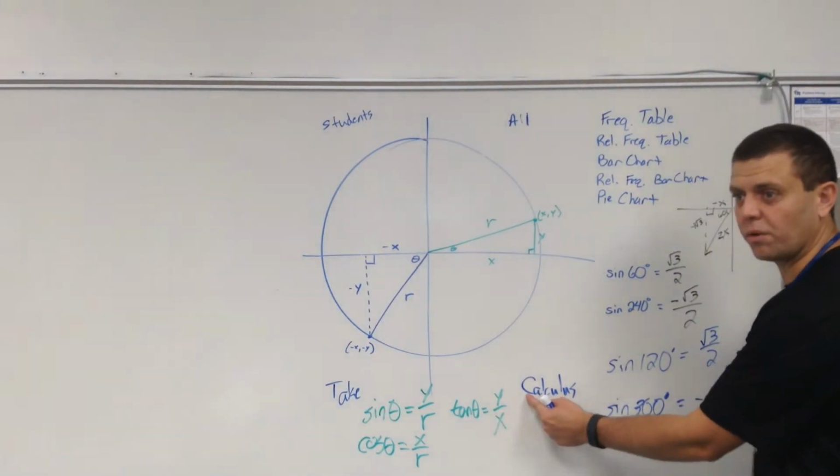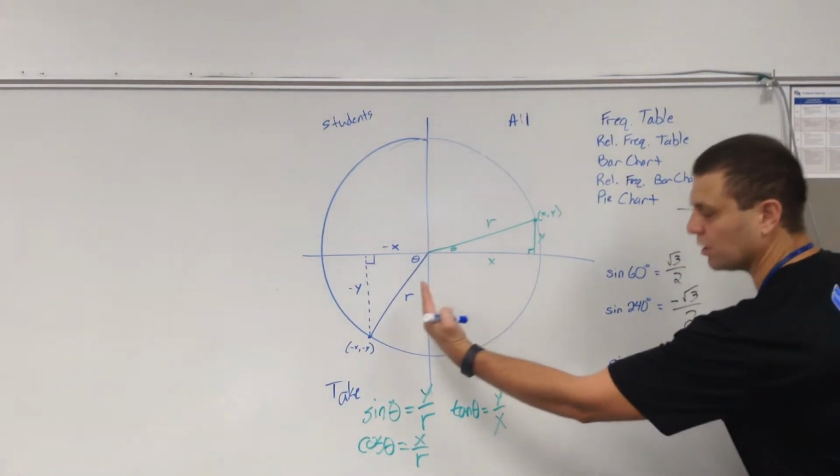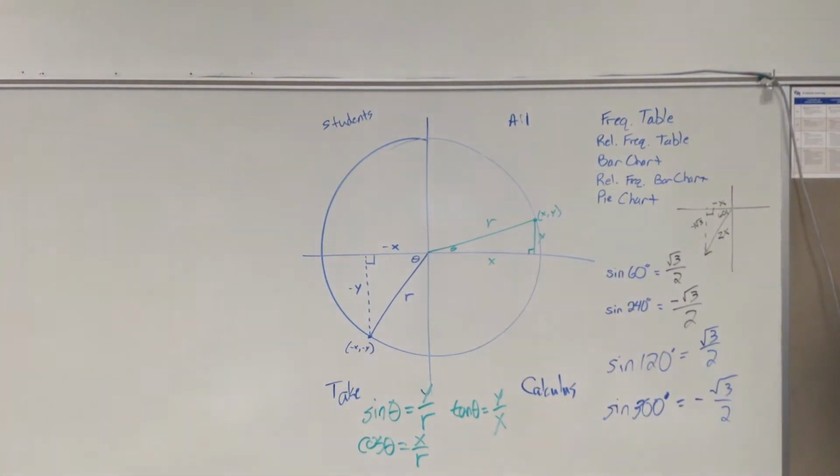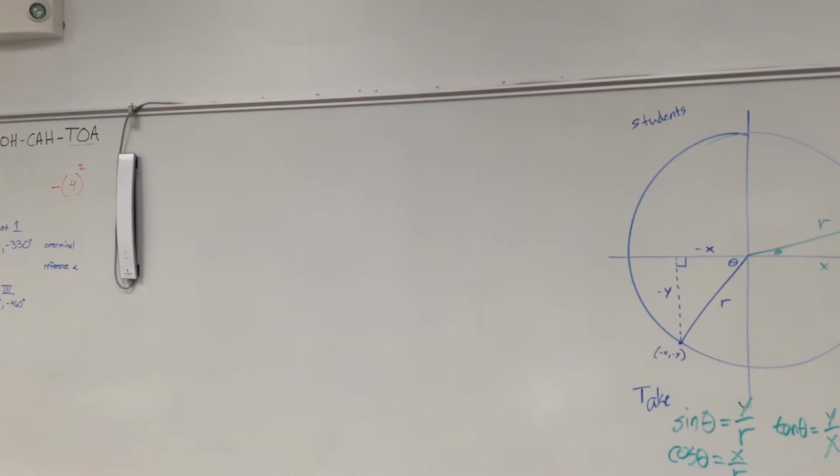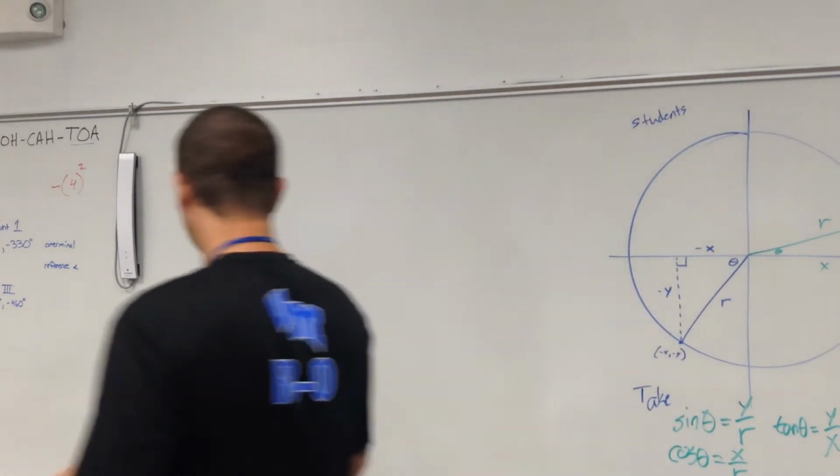Cosine. Cosine's the only one that's positive because cosine has to deal with your x values, right? Okay? Alright? Kind of getting that so far? Alright. So what you're going to have to be able to do is rattle off a lot of these trig values without much difficulty.